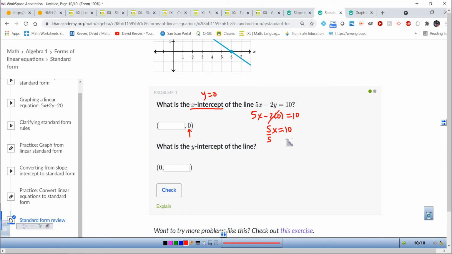Dividing by 5, I get x is equal to 2. So the answer we're looking for in this one is 2.